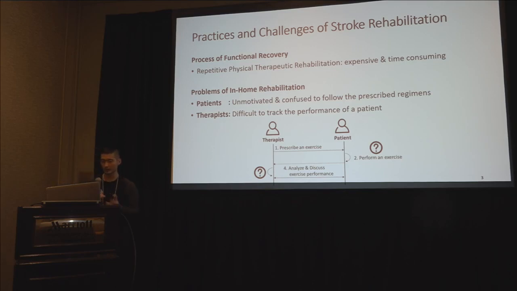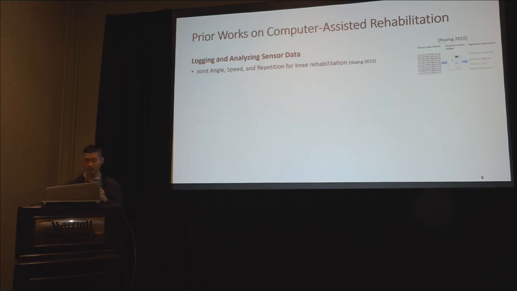Post-stroke survivors require repetitive physical therapeutic sessions. However, this is expensive and time-consuming because it requires the presence of the therapist for assessment and generating useful feedback. As therapy has limited availability, they often prescribe in-home rehabilitation where a patient has to perform particular prescribed exercises themselves. During in-home rehabilitation, patients often become unmotivated or confused about whether they are correctly following the prescribed exercise. Therapists also have a problem tracking the patient's progress over time.